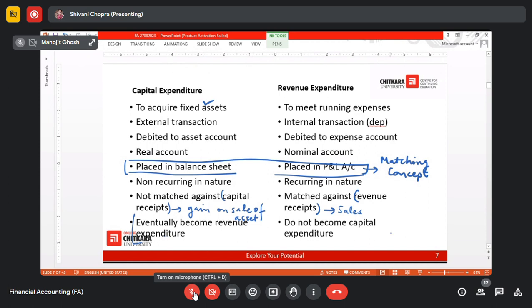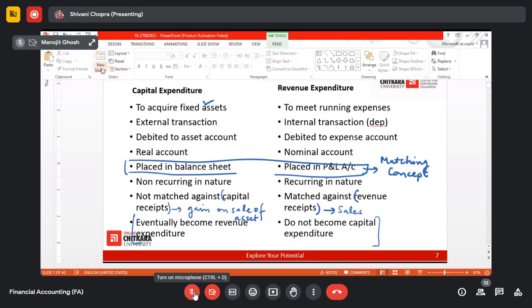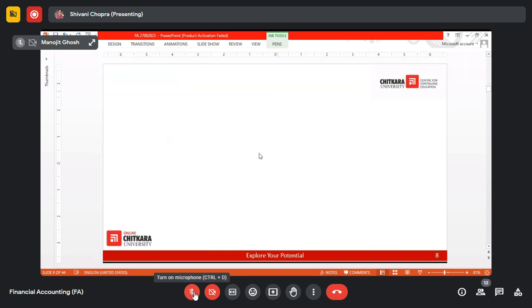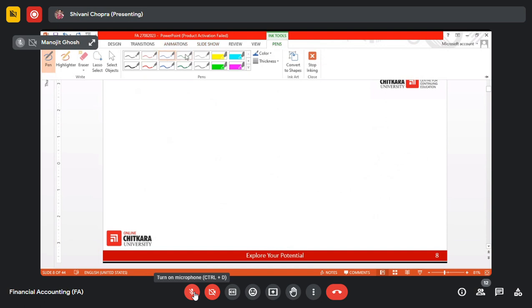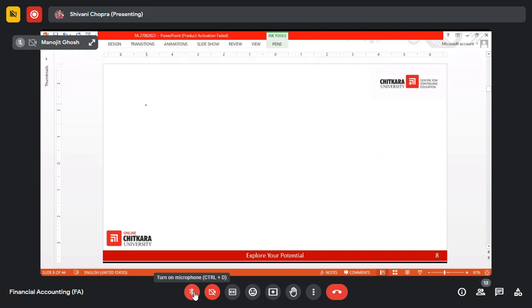Now, the next important point. Eventually, all the capital expenditure becomes the revenue expenditure, whereas revenue expenditure does not become the capital expenditure. What does it mean? Now, see, this requires our discussion. You need to indicate to me. If you know this beforehand, then we will spend less time. Otherwise, we'll discuss this in full.